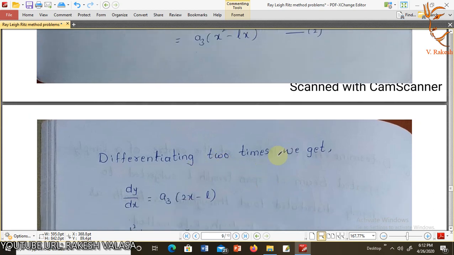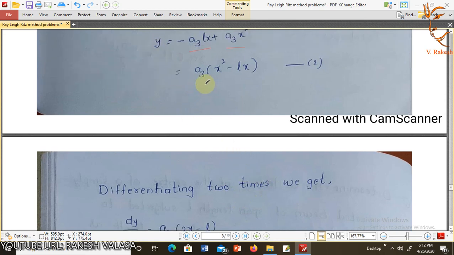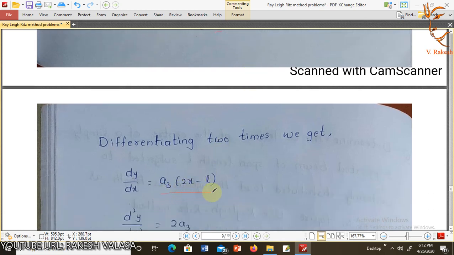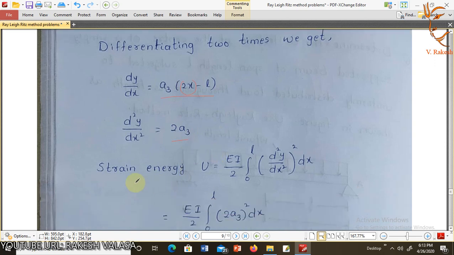Differentiating the above equation, we get dy by dx equals a3, constant, x square derivative 2x minus Lx derivative L, that is a3 into 2x minus L. Again differentiating this term, we get d square y by dx square equals a3 into 2x derivative, which is 2, so 2a3. Strain energy per beam element, that is U equals EI by 2 integration 0 to L of d square y by dx square whole square dx.